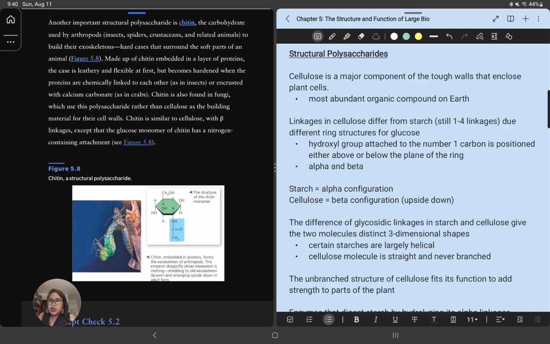embedded in a layer of proteins, the case is leathery and flexible at first, but becomes hardened when the proteins are chemically linked to each other, as in insects, and encrusted with calcium carbonate, as in crabs. Chitin is also found in fungi, which use this polysaccharide rather than cellulose as the building material for their cell wall. Chitin is similar to cellulose with beta linkages, except that the glucose monomer of chitin has a nitrogen-containing attachment.